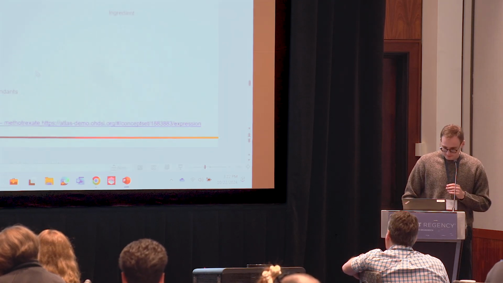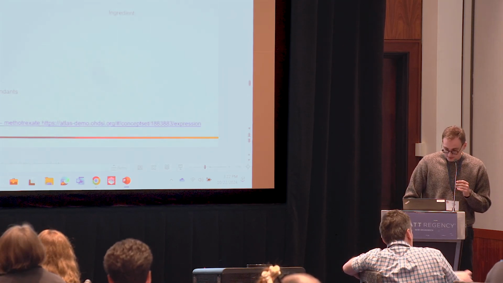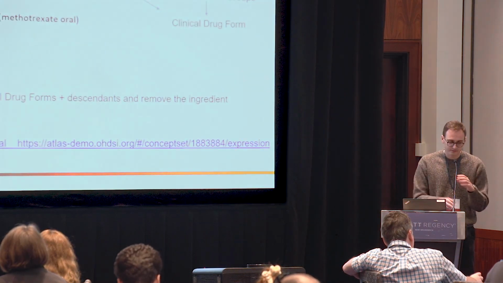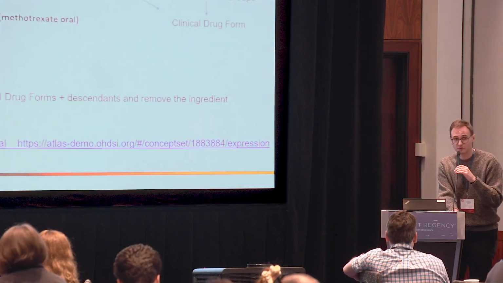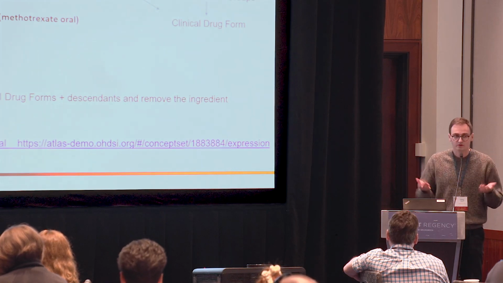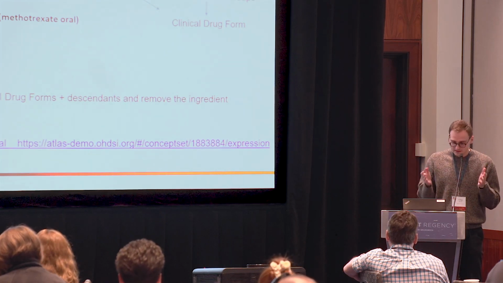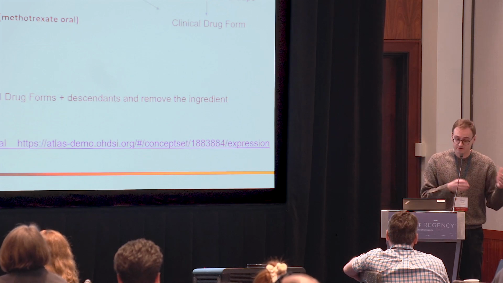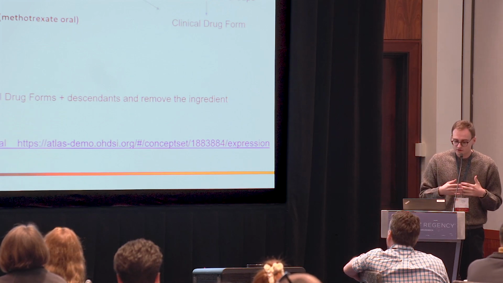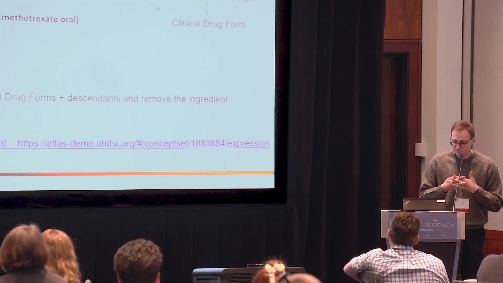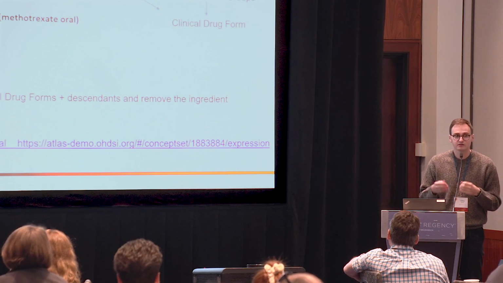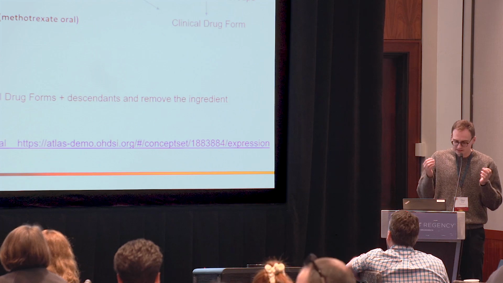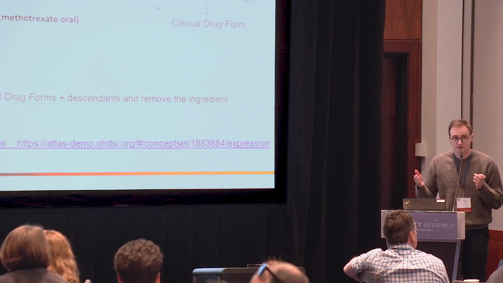As I said, that's it. We also have another use case. Let's say you want to specify your cohort to only patients treated with oral methotrexate. In that case, what you need to do is to choose an ingredient and all of the descendants, like in scenario 1. Then in included concepts, select the appropriate clinical drug forms plus descendants, and do not forget to remove the ingredient. So in OHDSI, we use clinical drug forms as proxies for routes.